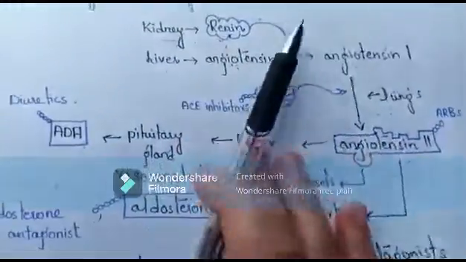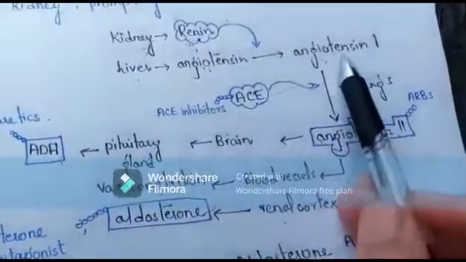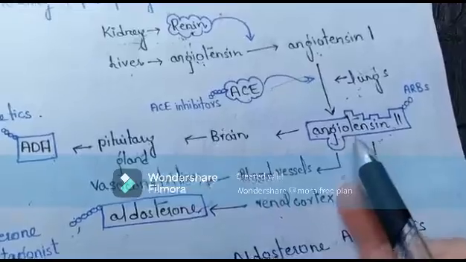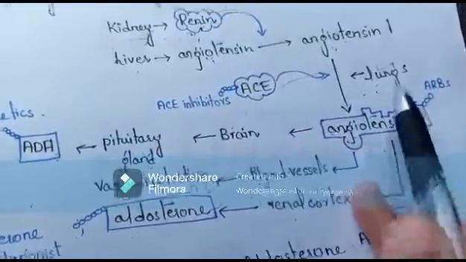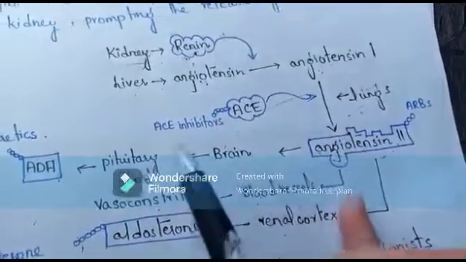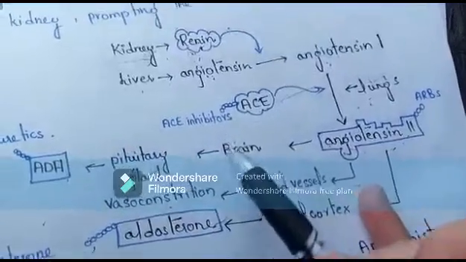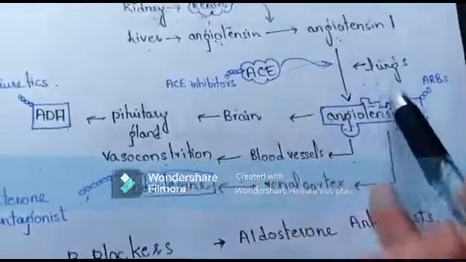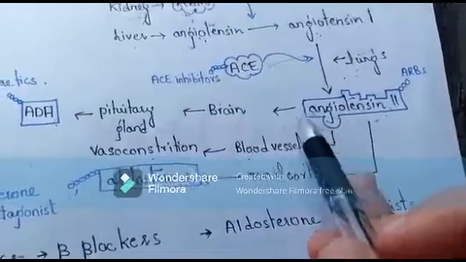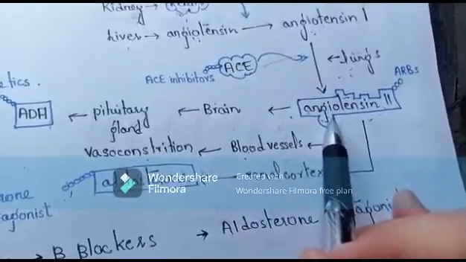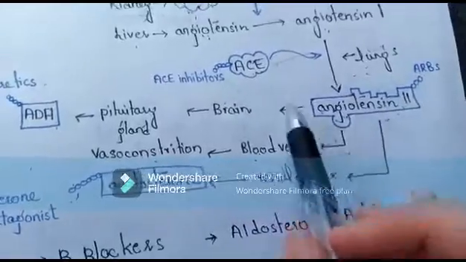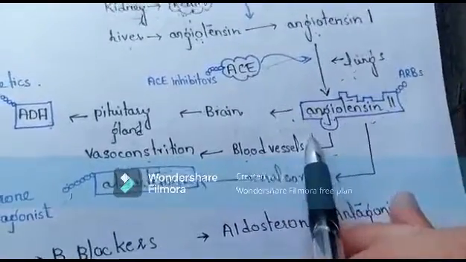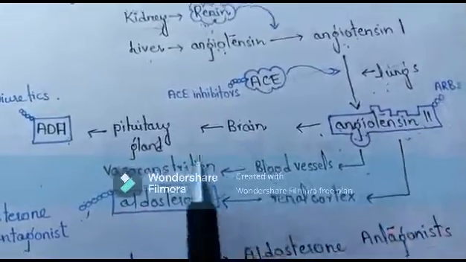Here, if we give an ACE inhibitor, the angiotensin 1 will not be converted into angiotensin 2. So this whole mechanism will be stopped or inhibited, and the heart failure will be cured. The third drug is the ARBs, angiotensin receptor blockers. If we directly block the angiotensin 2, we are going to cure heart failure.